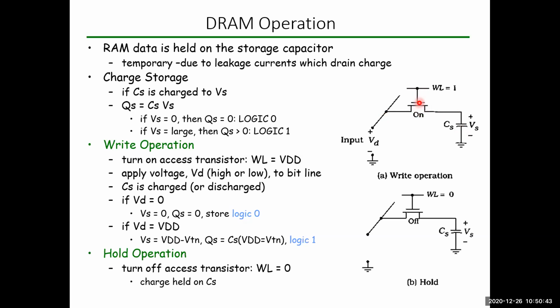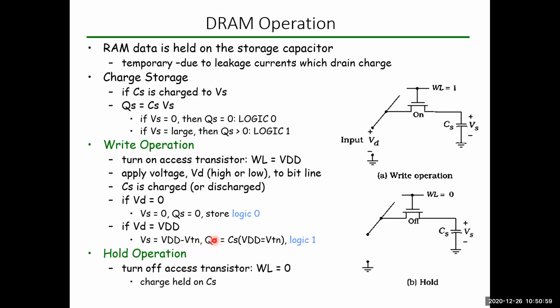We are supposed to remove that threshold voltage. We should subtract that one. Only that amount of voltage can be stored in the capacitor. So VDD minus VTN is the amount of voltage that will be stored in the capacitor. That's why we have written Vs equal to VDD minus VTN.